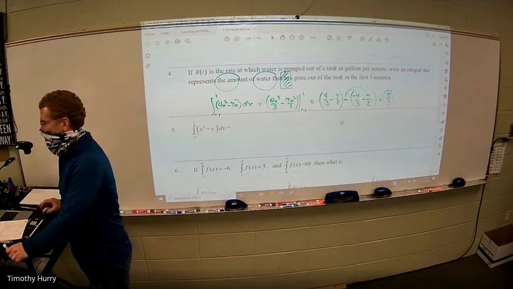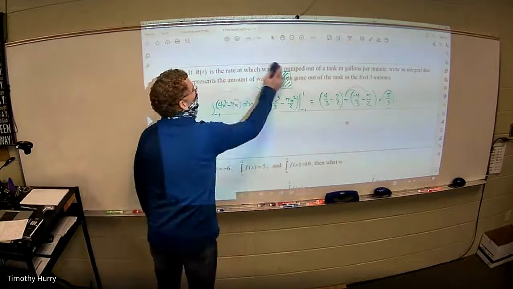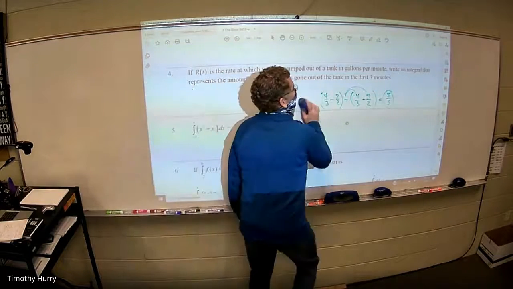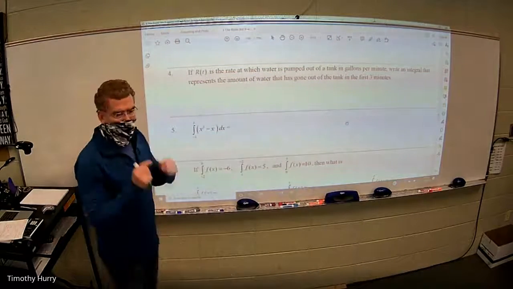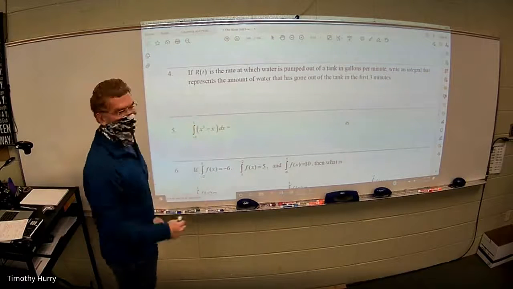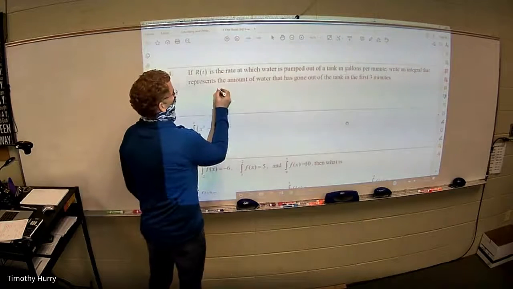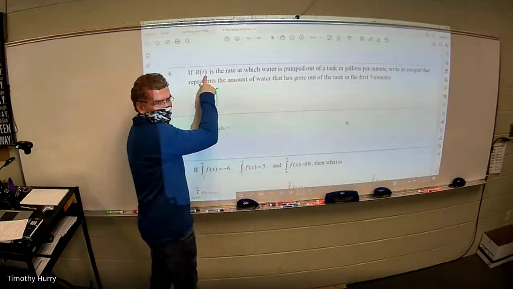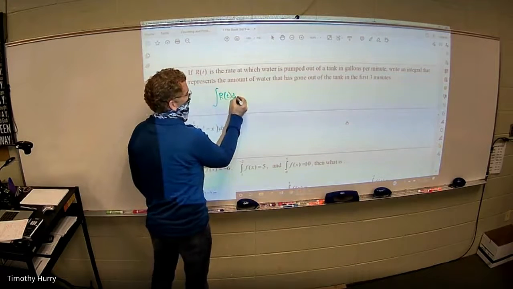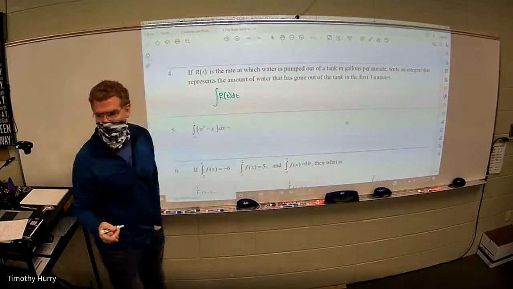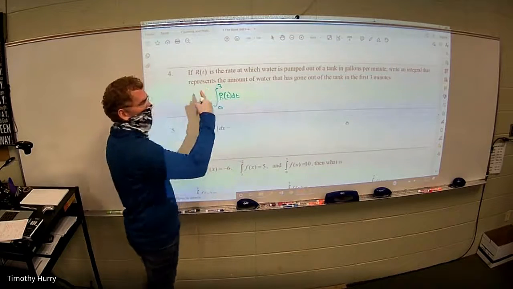If R is the rate at which water is pumped out of a tank in gallons per minute, write an integral that represents the amount of water that has gone out of the tank in the first 3 minutes. In the first 3 minutes, how do I write that? I want to know the amount of water that has gone out of the tank. The integral of the velocity from 0 to 3. So the integral of R(t), which is the rate, the integral of R(t) dt from 0 to 3, that would be the change in the amount or the amount that has left.